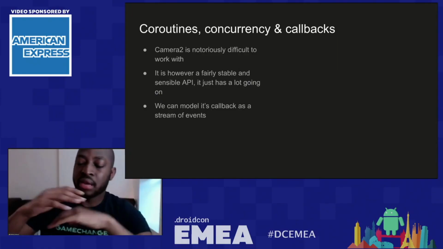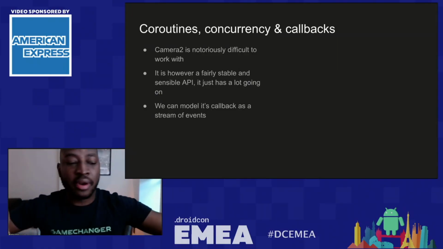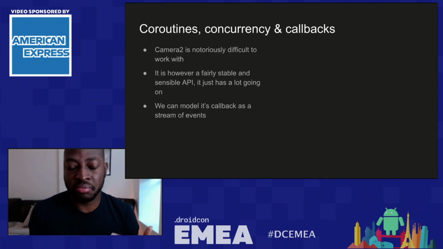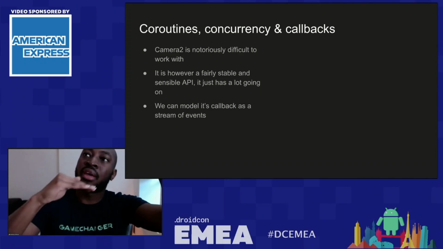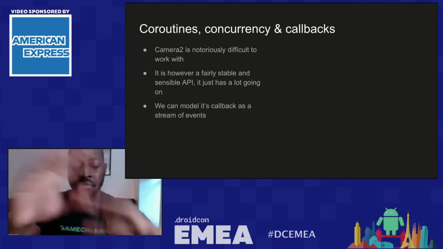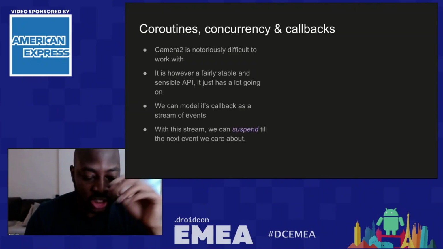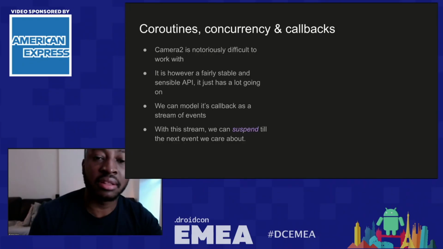So I realized the Camera2 API has a bunch of callbacks, like on camera ready, on camera active, on surface created, a bunch of things that is just hard to reason about. But what if you model these callbacks, like on resume, on active and all these things, as a stream of events? If you do model them as a stream of events, you can suspend the invocation of your method till you get the event that you're waiting for.